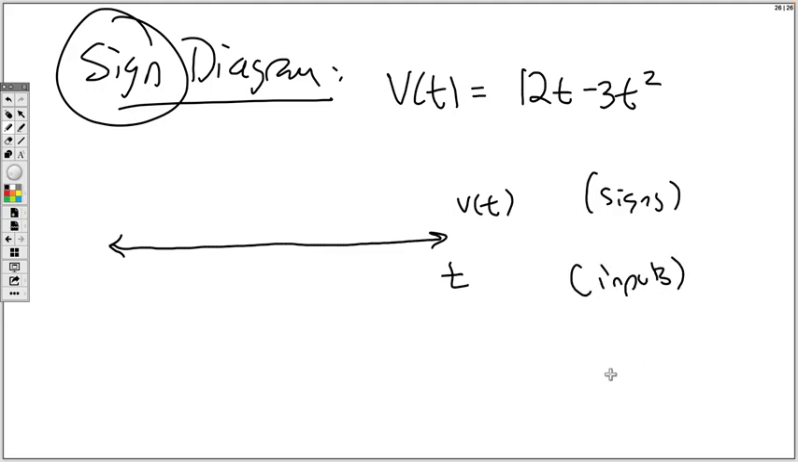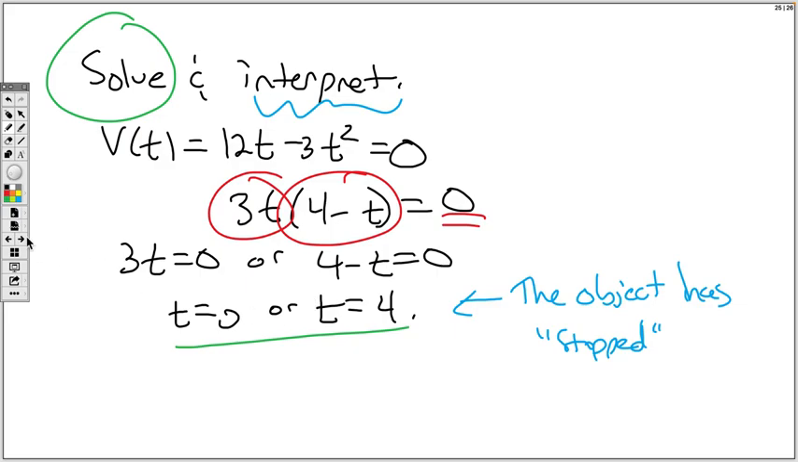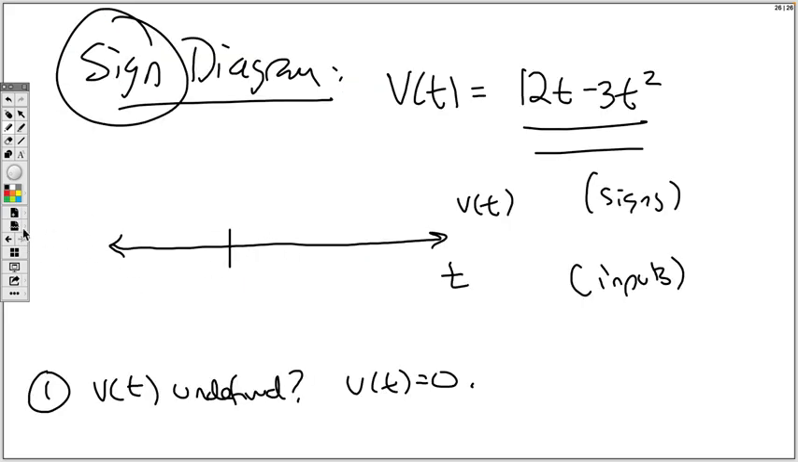Now the first step in making a sign diagram is always to figure out where the function is undefined or 0. So looking at our v of t, it's a polynomial. There's no dividing by 0 that can happen. Everything's fine. V of t is 0, we just found, at 0 and 4. So here's t equals 0, and t equals 4.